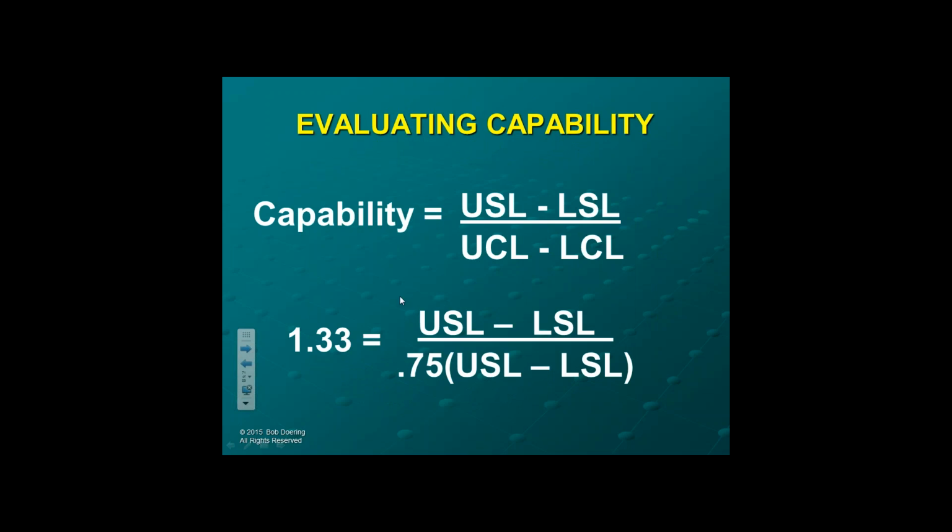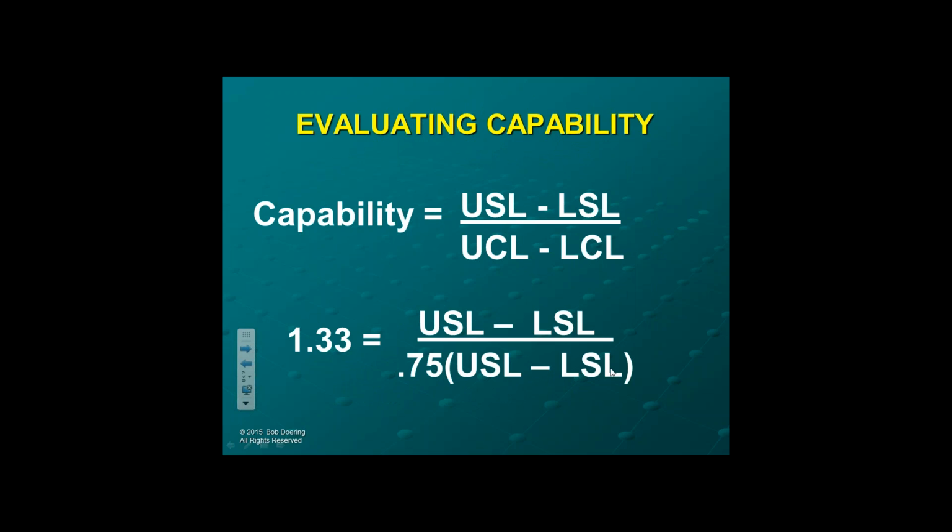And if you take a look at the capability, it is the specification, the distance in the specification, or the upper specification minus the lower specification, divided by the upper control limit minus the lower control limit.